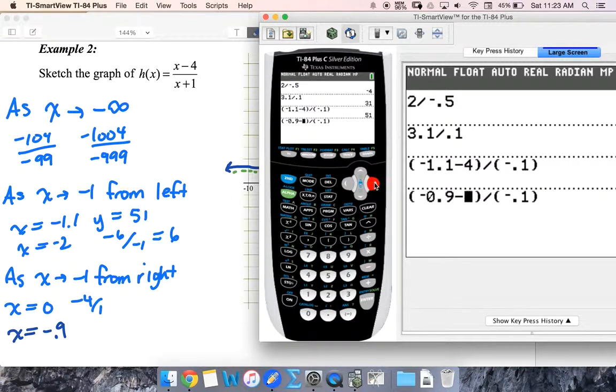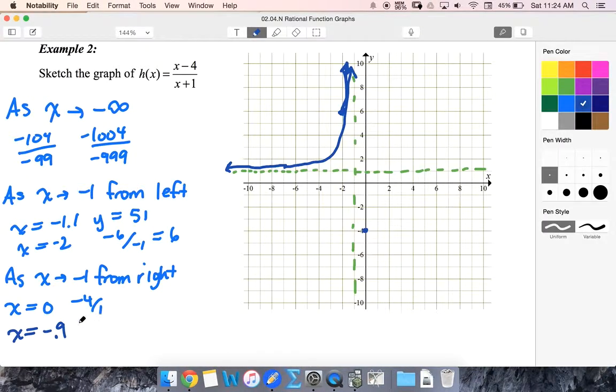Now if I think about it, this top number is always going to be negative, because any negative number minus 4 is going to stay negative. But now I'm picking numbers to the right of -1, so -0.9 plus 1 is going to be +0.1, and that's going to be true. I'm always going to have a positive, so I'm always going to have negative divided by positive, which will always be negative. And sure enough, I get -49. So way down here. So I'm coming up. I'm of course never going to touch this x equals -1 because I can't divide by 0.